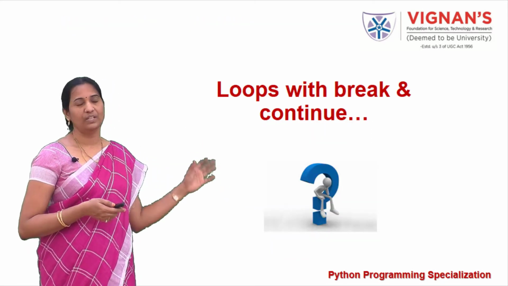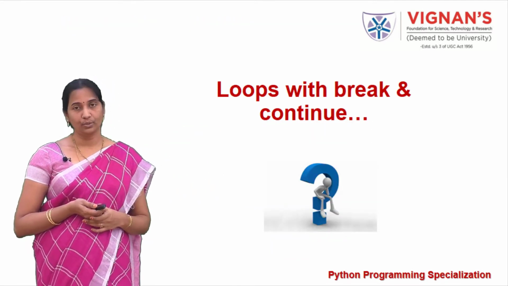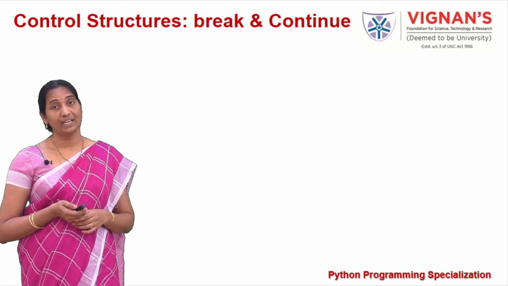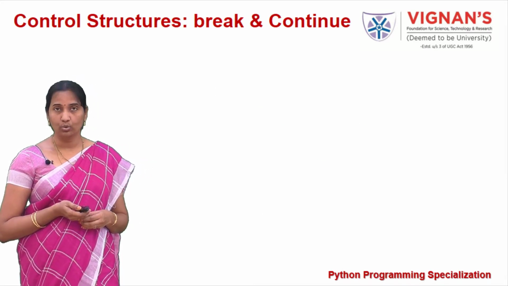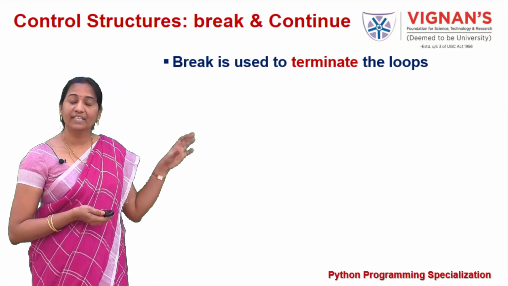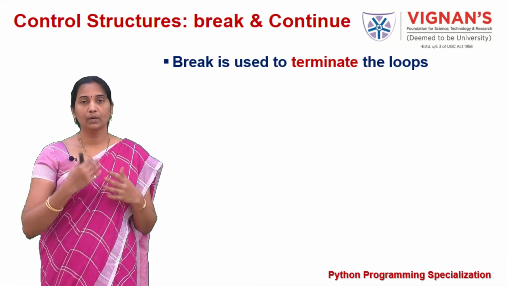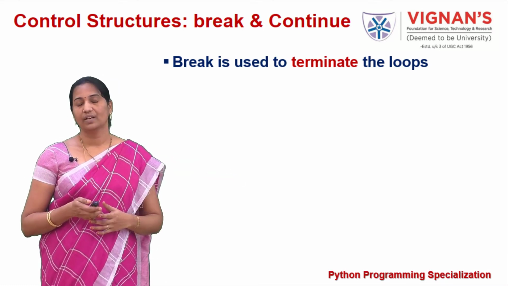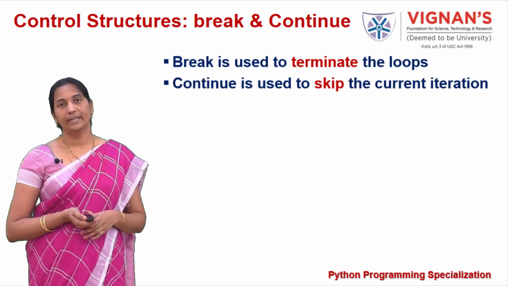That is possible using the break and the continue keywords. So let's see how we can use break and continue with the for and the while loops. Break is used to terminate the loop. Say, for example, if the condition is met, then I want to terminate the loop. I don't want to do the process. In that case, I can use the break statement.